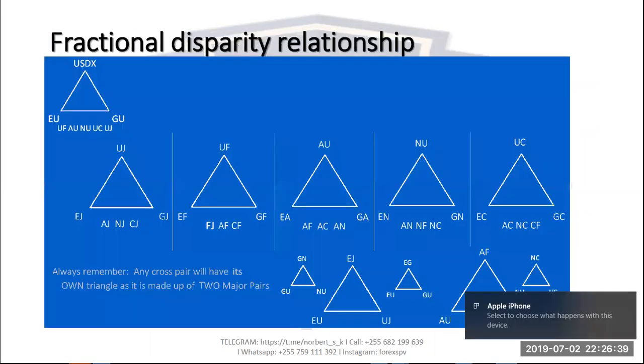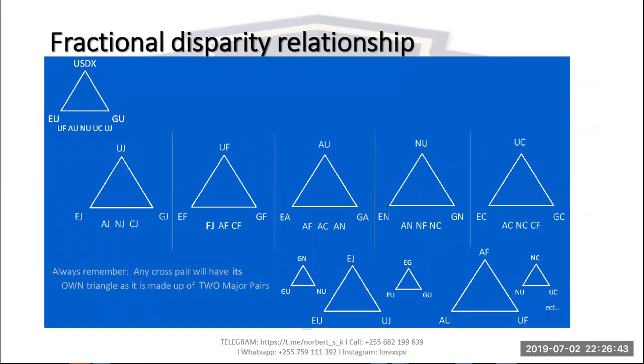These triangles here show the relationship among pairs. We have the major pairs. This one is the major pairs triangle. We have the Euro USD, the Pound USD, the dollar index, Euro Swiss franc, the NZD USD, USD JPY. So this triangle shows the major pairs. Can you hear me?